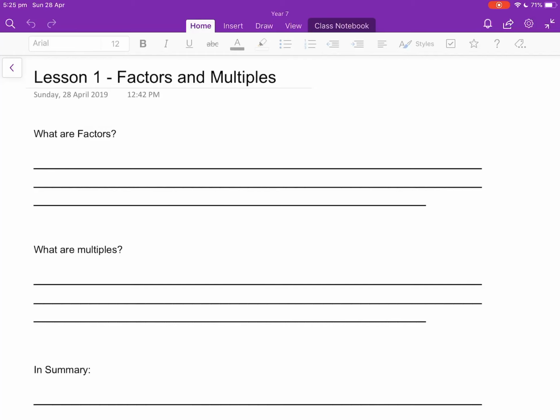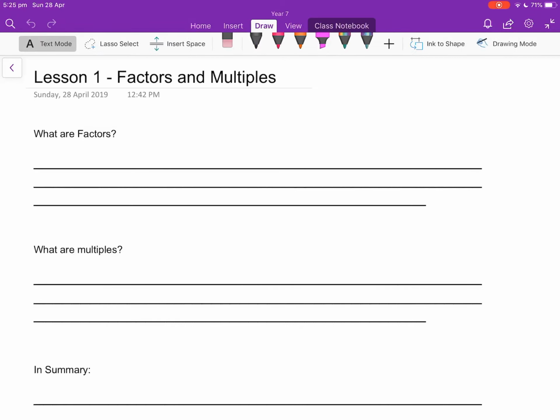To this lesson on factors and multiples. We're going to start by answering the question of what are factors. Factors are essentially numbers that divide evenly into another number. So they go together with something else to create a new number. So let's go write that down.